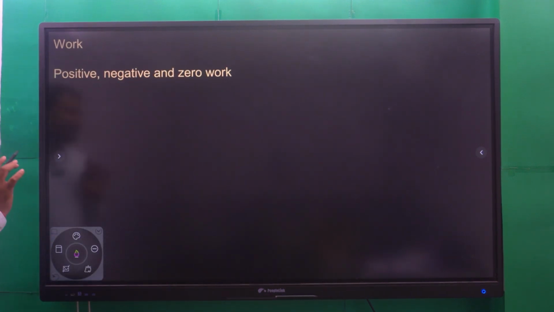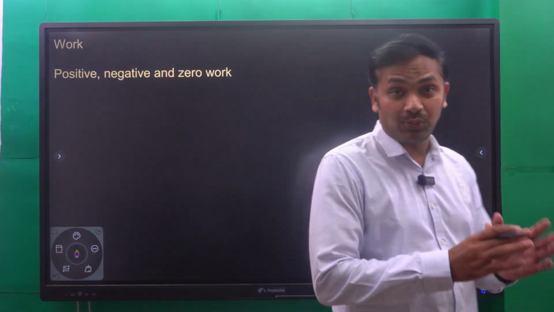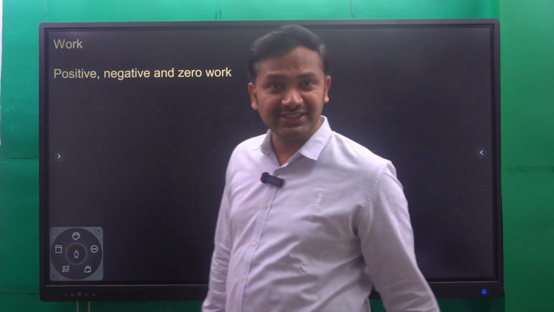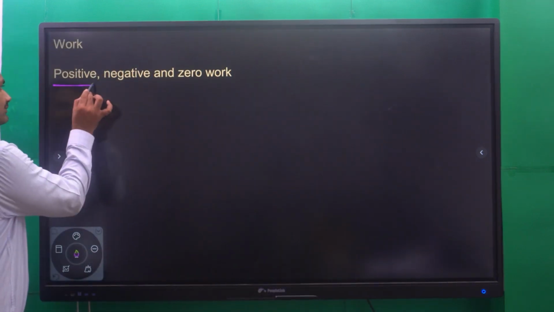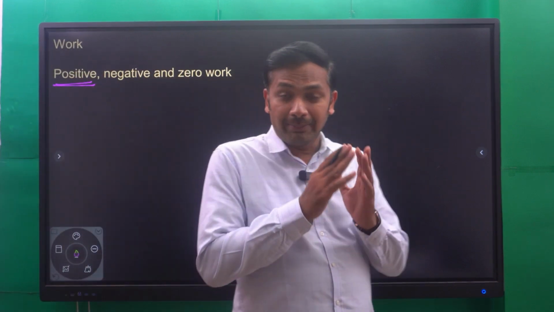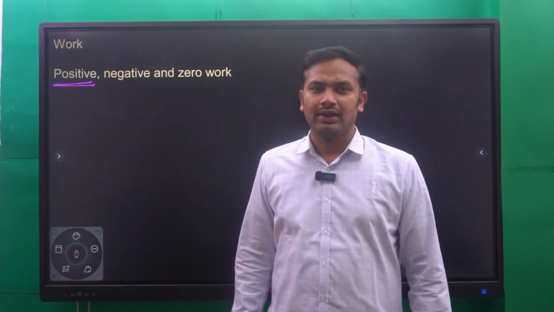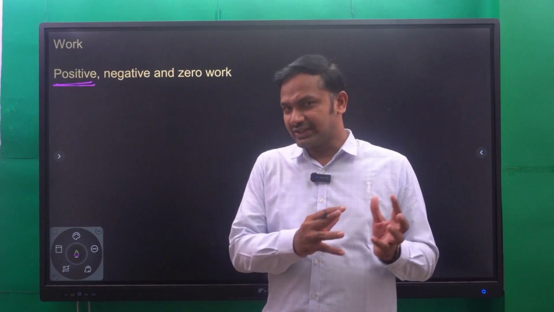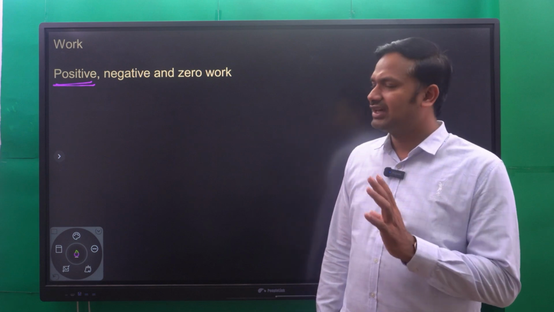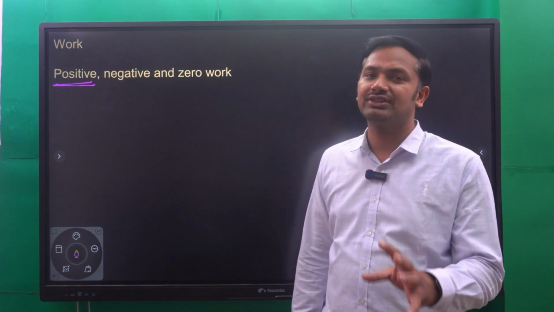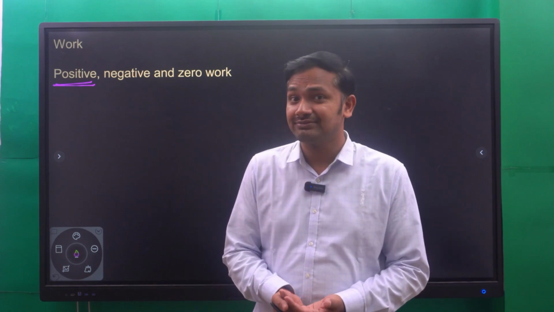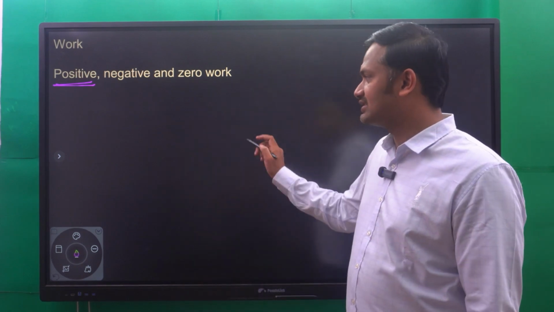So now let us see in which case you will get the work done positive, in which case negative, and zero. Let us start with the positive. Whenever we apply a force, if the object is moving along the direction of the applied force, then we can say that it is having positive work done. This is the discussion we had for the definition of the work done.